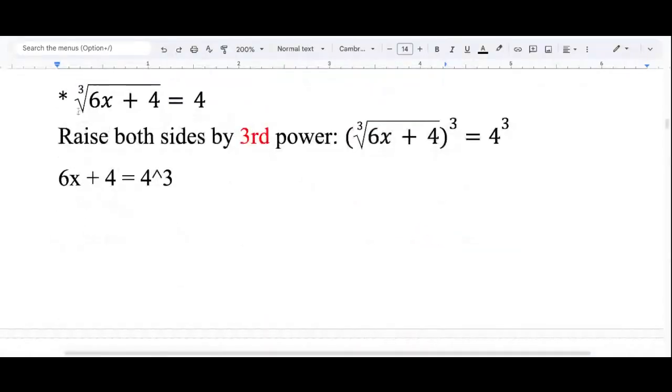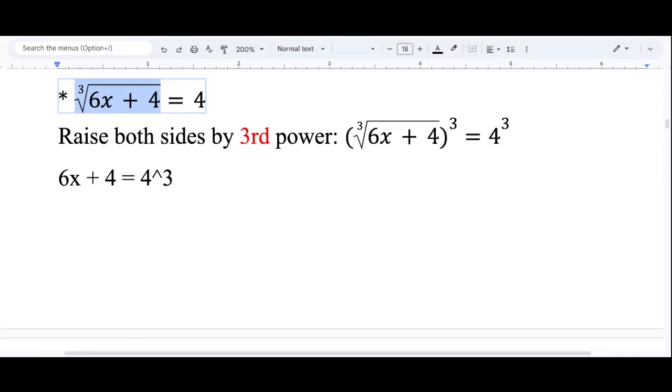Now let's see this one. This one is a cubic root. So the index is not 2 anymore, it's 3. Anyone has any suggestions? How do we get rid of this cubic root? Because basically we want to free 6x plus 4. So we want to get rid of this cubic root. Anyone has any suggestions?